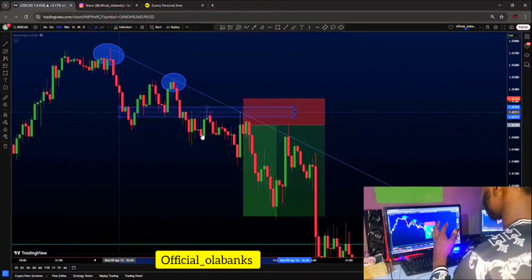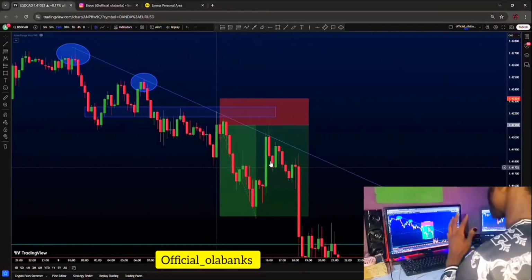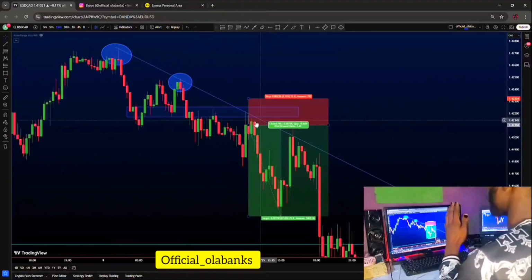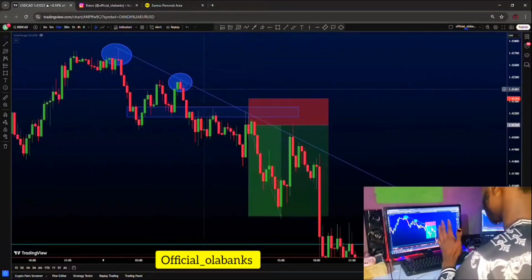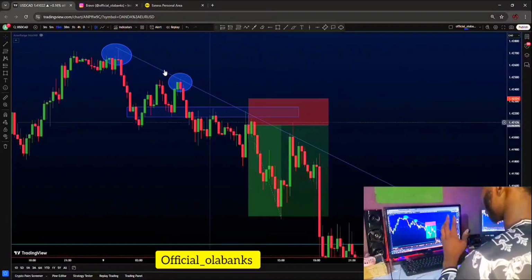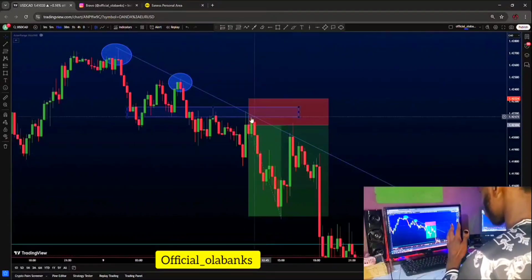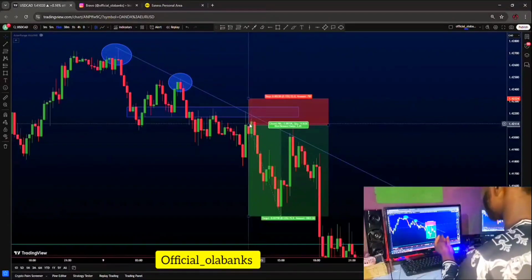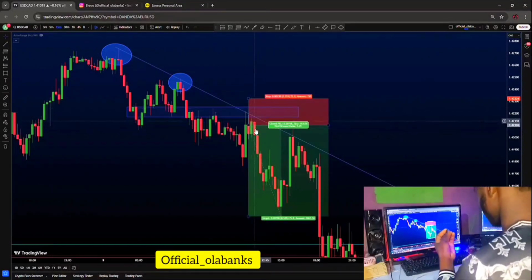So there's a resistance right here which adds to our confidence. We are not just looking at a basic trend line alone. We have our first touch, second touch, third touch here. We know that there's high probability that the price is going to dump from here.